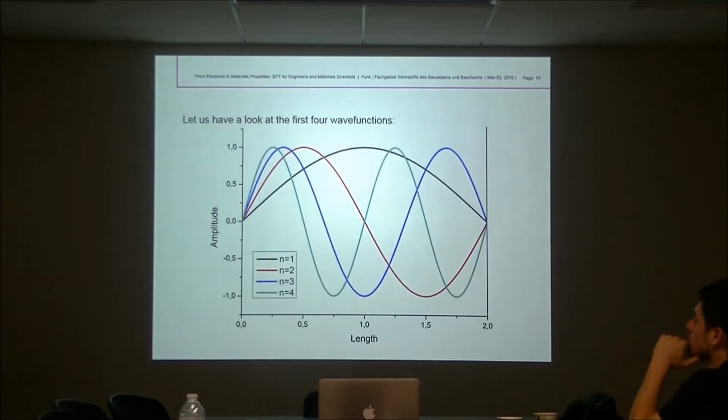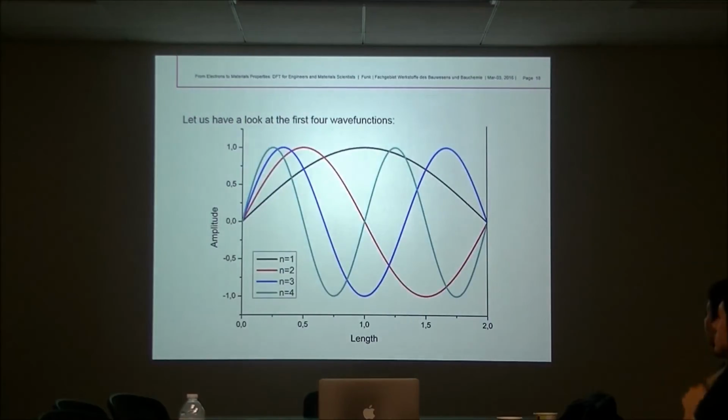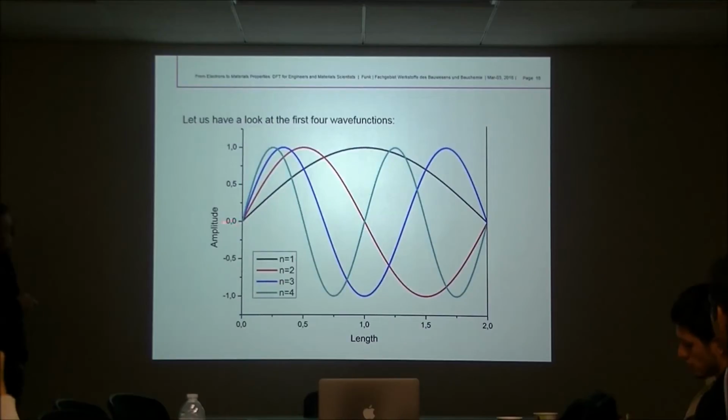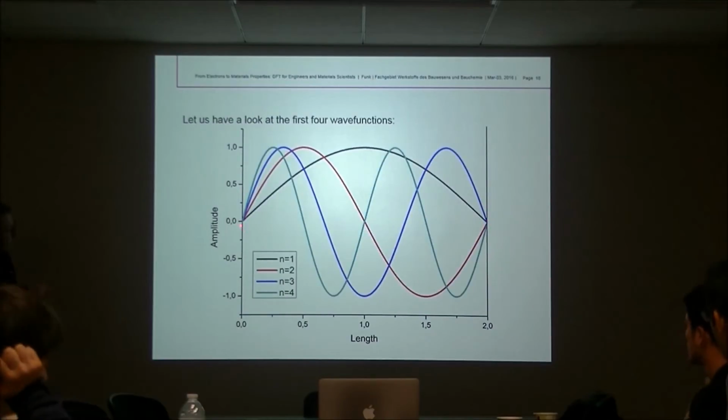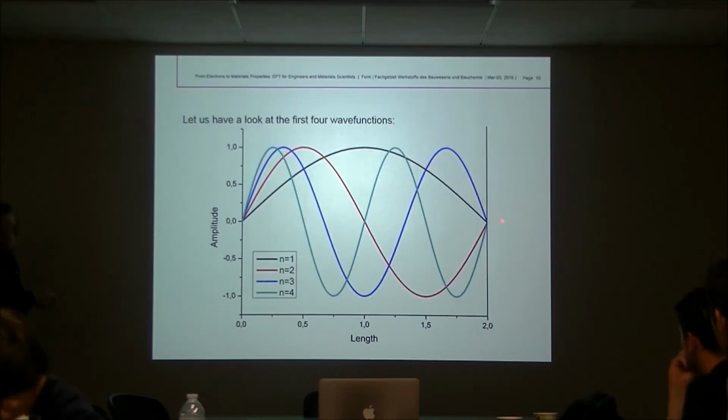So we've computed wave functions. Let's have a look at wave functions. What we see is, this is our box. Here at the boundaries, we are at 0. And we see this length. Here, this is the first wave function. Nice to see. It's a half sine in principle.